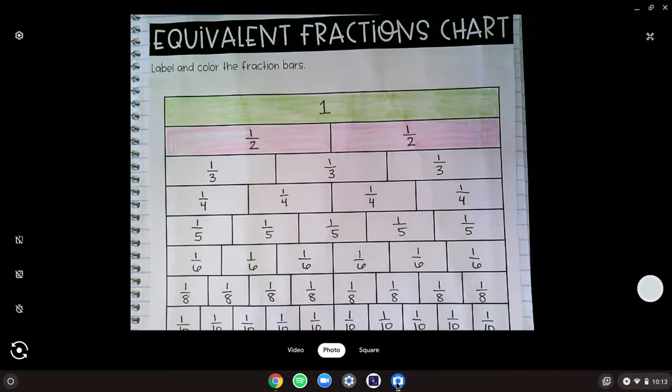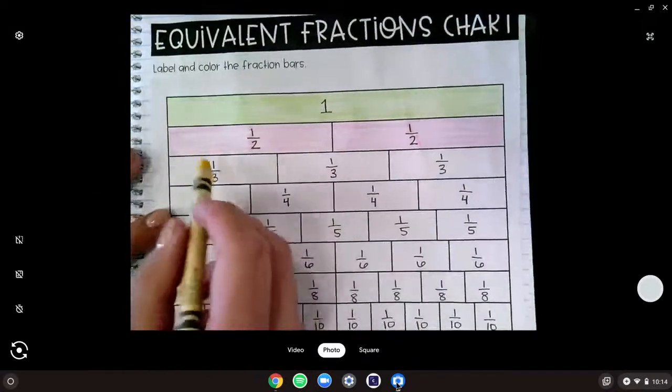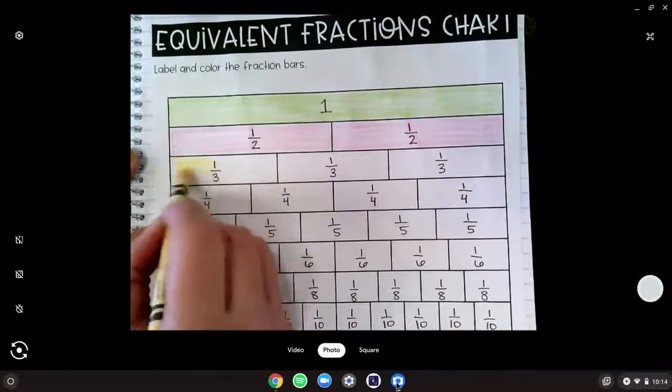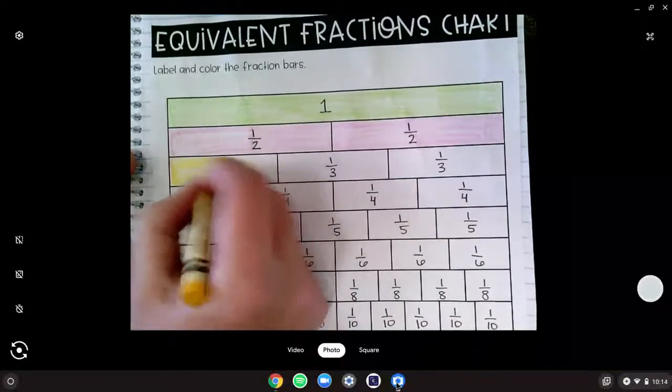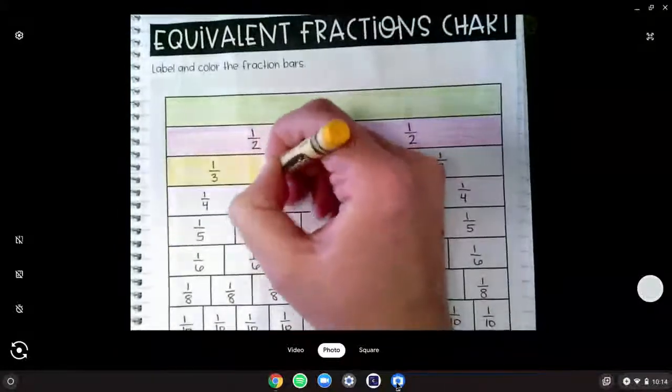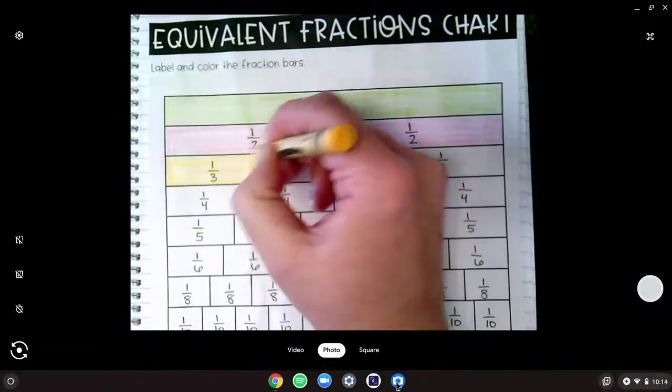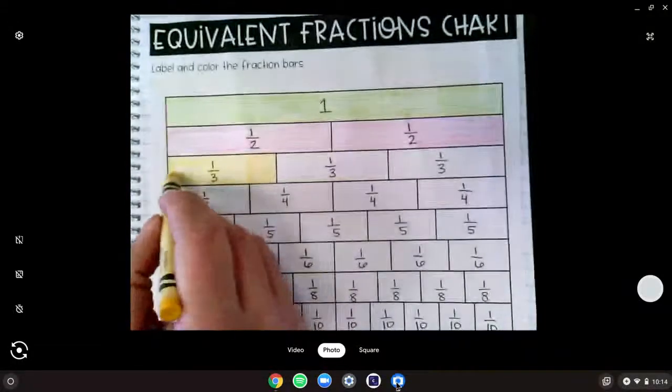Now, let's use something bright and sunny like our yellow. Let's color our next biggest fraction. What's our next biggest fraction? Christian? 1/3's our next biggest. Notice again, how many thirds does it take to make a whole? It takes 3. However many parts you have is how many it takes to make a whole.